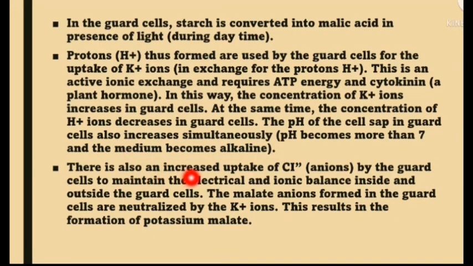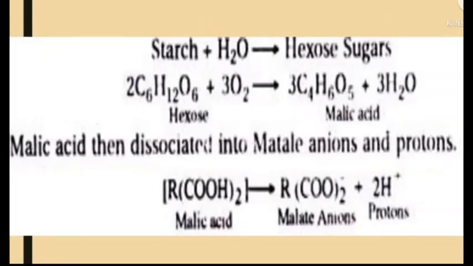There is also increased uptake of chloride ions by the guard cells to maintain the electrical and ionic balance inside and outside the guard cell. The malate anion formed in the guard cell are neutralized by the potassium ion. This results in the formation of potassium malate.